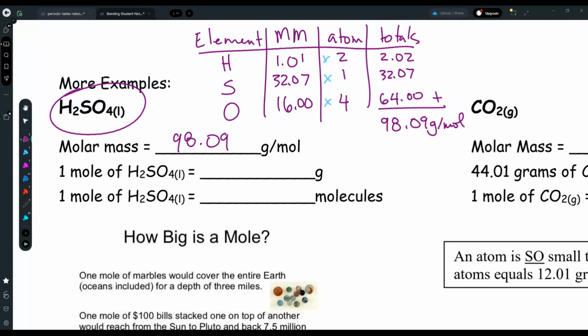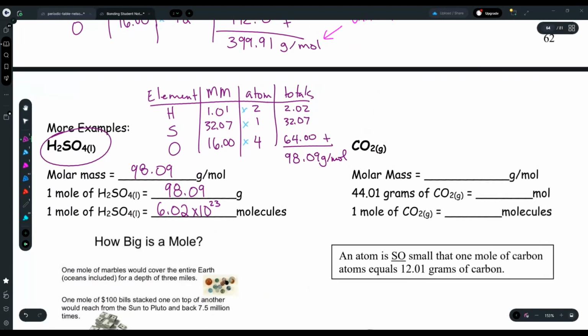Okay. Now, 1 mole of sulfuric acid, based off of the fact that we know that Avogadro's number is the number of grams in the mass of 1 mole of atoms of any element. So what that means is 1 mole of sulfuric acid is going to be 98.09 grams. And 1 mole of sulfuric acid is going to contain 6.02 times 10 to the power of 23 molecules. Okay.